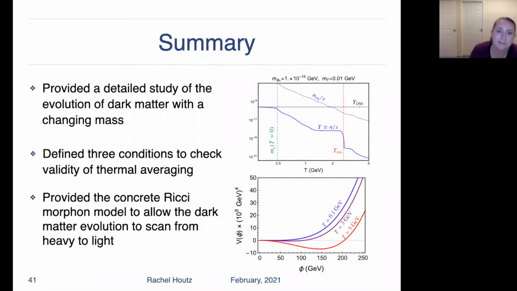So in summary, we provided a pretty detailed study of the evolution of dark matter with a changing mass, and doing this really carefully showed us something we didn't expect. And we defined 3 conditions to check the validity of thermal averaging if you have dark matter that's undergoing a phase transition, which I think is a nice result. And then we also provided a concrete model that allowed the dark matter evolution to scan from heavy to light and to generically pass through a history of resonant enhancement.